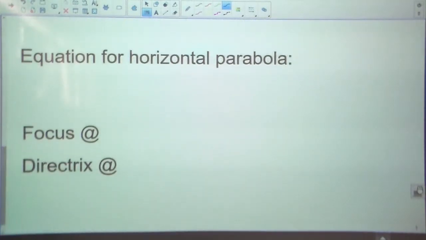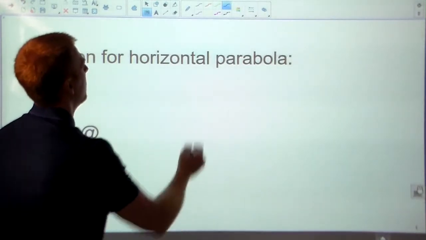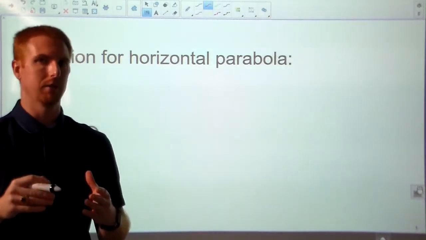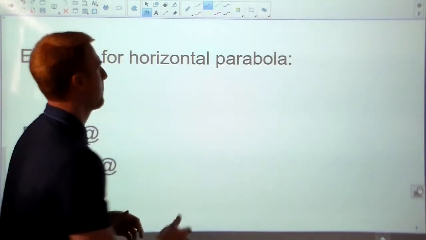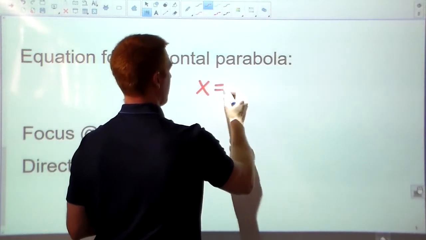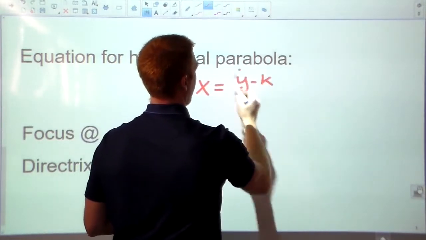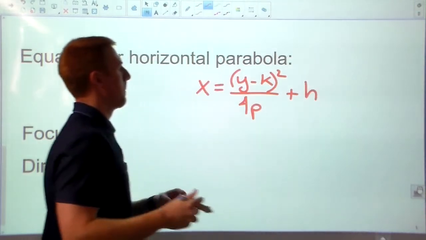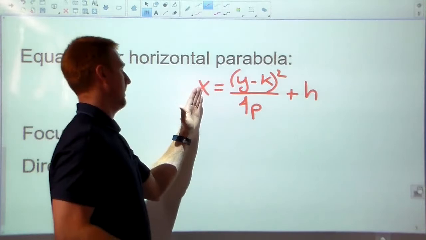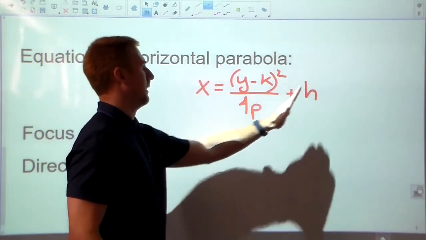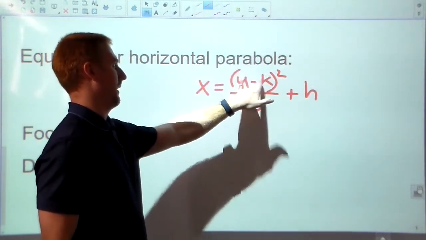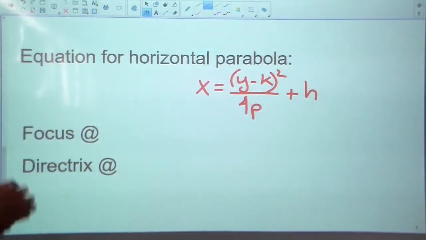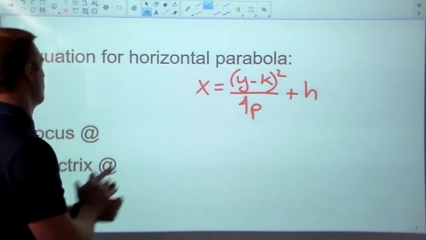Now we have encountered horizontal parabolas that are sideways. So the equation for that, and I'm not going to derive it, it's a really similar process. A few things are switched around, but here's what it would look like. It would be x equals (y minus k) squared over 4p plus h. The x and y switch here, k and y switch here, and h gets replaced by k and y. So really same thing. That's your formal definition.